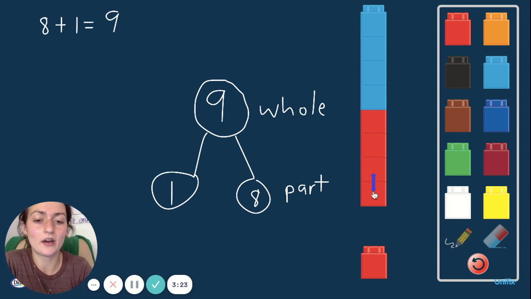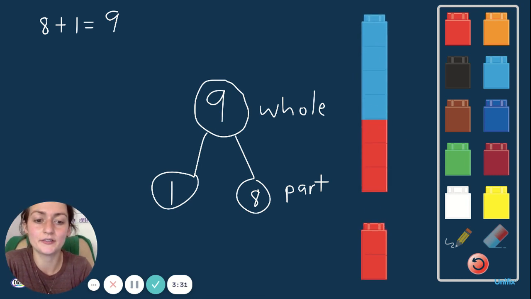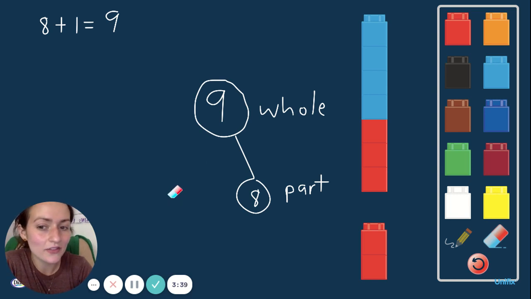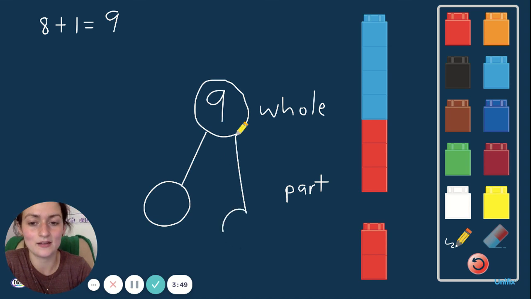So what would happen if I got rid of another block and moved it down? Oops. Now how many do I have? Well, you know that I still have 9 cubes, right? Because did I move any of them out of the screen? No, they're still there. I just put them in a different orientation. So we don't have to change our whole because our whole stays the same. But now how many do I have down here? 1, 2, absolutely. And how many are up here? 1, 2, 3, 4, 5, 6, 7. 7.